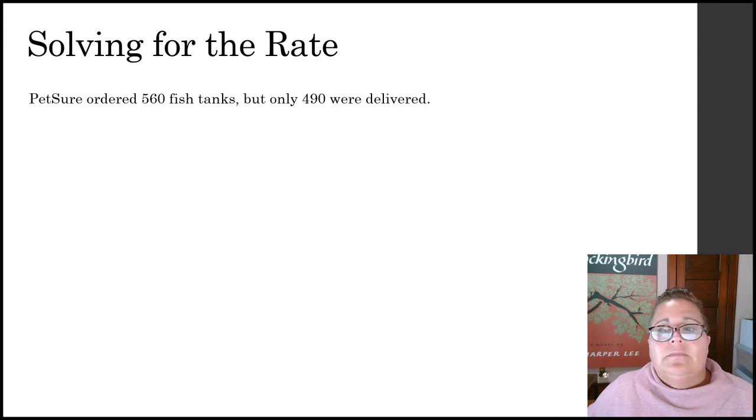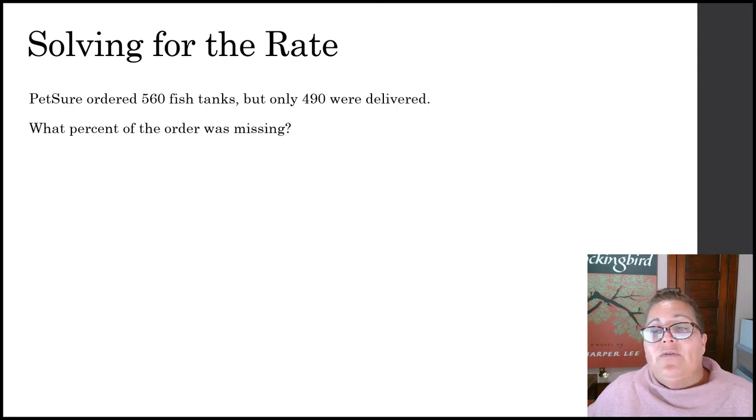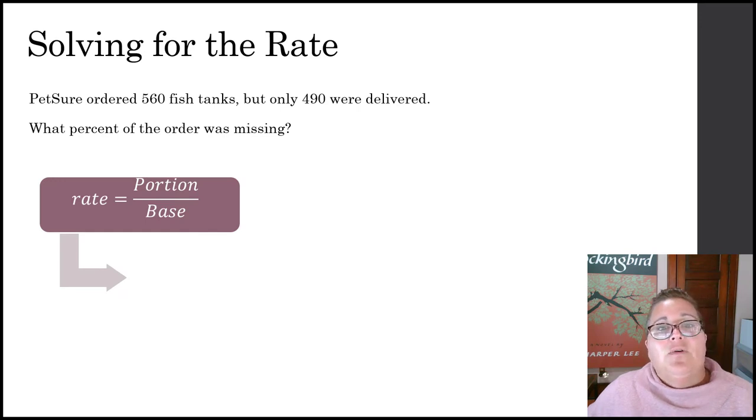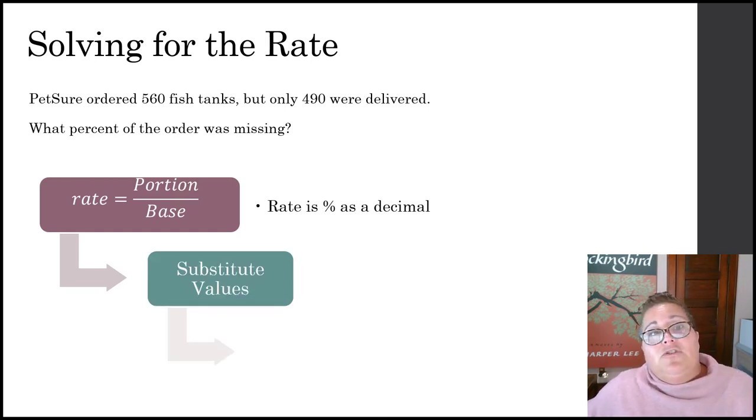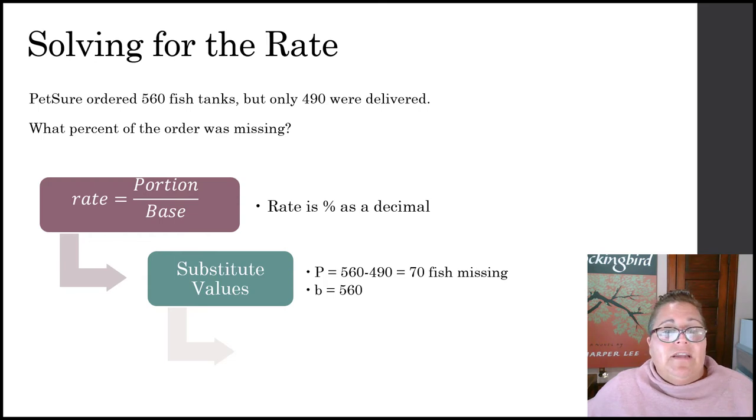Solving for the rate. PetSure orders 560 fish tanks, but only 490 were delivered. What percent of the order is missing? Since I have to find the percent, I know that is the rate. And using the lovely magic triangle, I know that rate is equal to the portion over the base. Keeping in mind that my rate answer will be a percent in decimal form, I'll then substitute my values. I need to find the portion that is missing, which will be 560 minus 490, or 70 fish, over the base, which is 560.